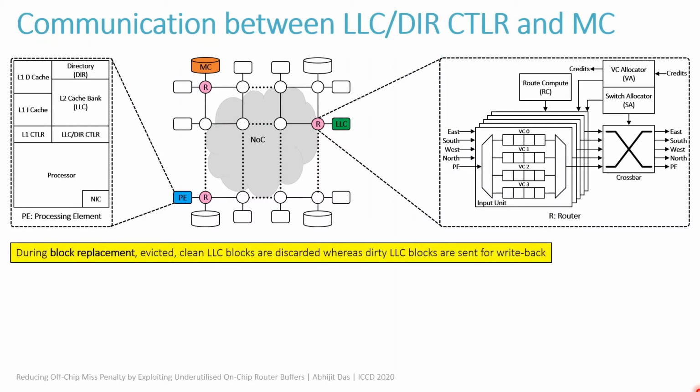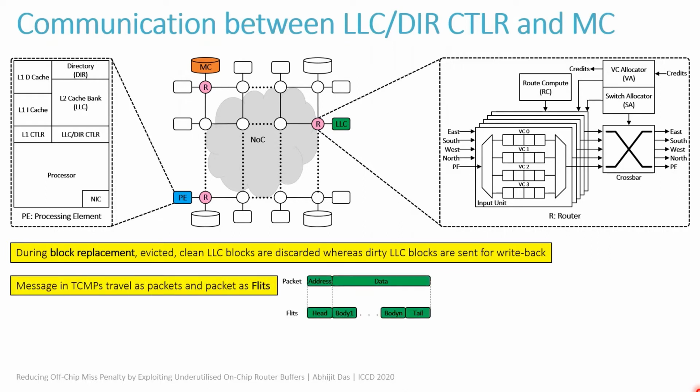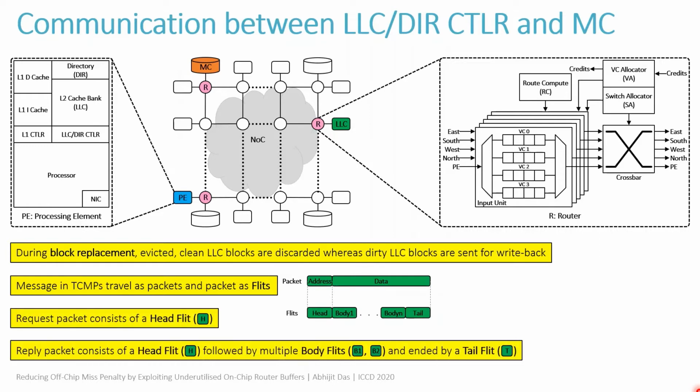During a block replacement in the LLC, evicted clean blocks are discarded whereas dirty blocks are sent for write back. We know that messages in TCMPs travel as packets, and packets are further divided into flits. A request packet consists of a head flit, whereas a reply packet consists of a head flit followed by multiple body flits and ended by a tail flit.